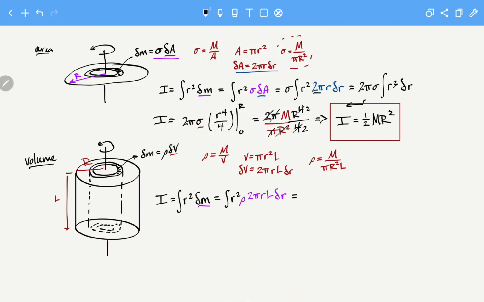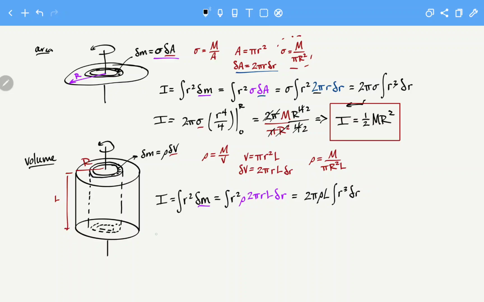And so now I can basically say, okay, let's pull out all of our constants. So we're going to pull out the 2, the pi. We're going to pull out the density and the length, because the length does not change. It's in the different axis. Integral. So then we've got r cubed dr. Hey, that looks a lot like the area one, doesn't it? All right. Should look very similar. Except now we're just multiplying by length, which should kind of make sense.